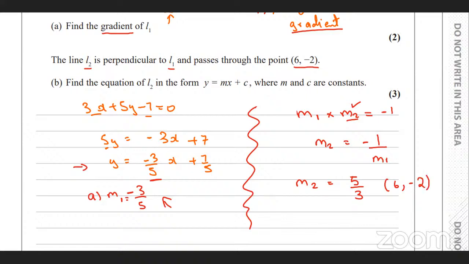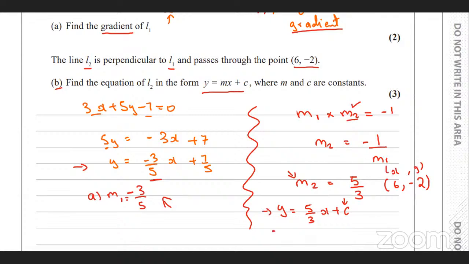So part B is find the equation of L2 in the form y equals mx plus c, where m and c are constants. So we got our m, we got the gradient of the perpendicular line L2. So we have y equals 5/3 x plus c, and we need to find the c. In order to find the c, we will use this x coordinate and this y coordinate in this equation.